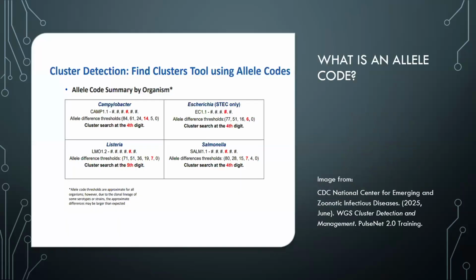So what is an allele code? An allele code is a code which gives you an approximate difference threshold. So you have a code at the very beginning which tells you the genus of the sample, and then each digit represents an approximate allele threshold. So for Salmonella, for example, the 4th digit represents 7 allele differences, and so if 2 samples share the allele code to the 4th digit, you know that they're probably related somewhere in that ballpark, within 7 alleles by core genome MLST.